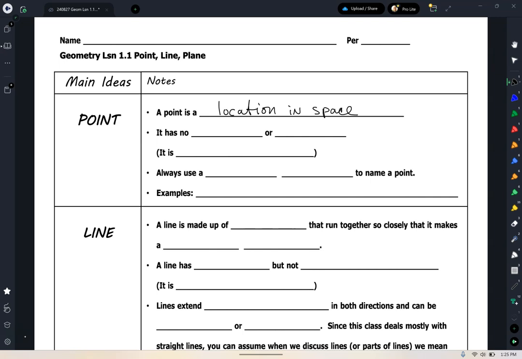It's right here. No. It's over there. No, wait, no. It's right there. It's a location in space. Okay. Now it has no size or shape. It is what we would call no dimensional. It has no size or space or shape. It is no dimensional, okay?